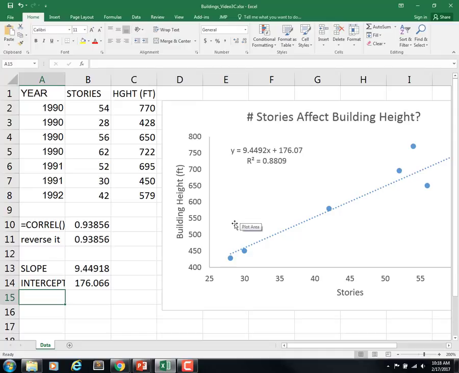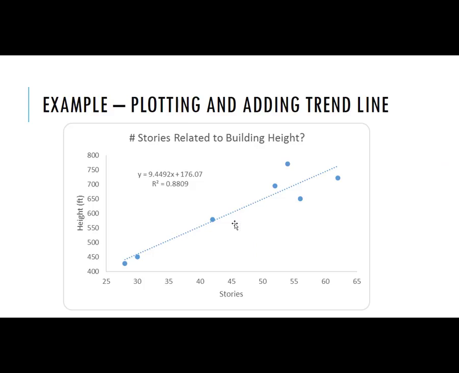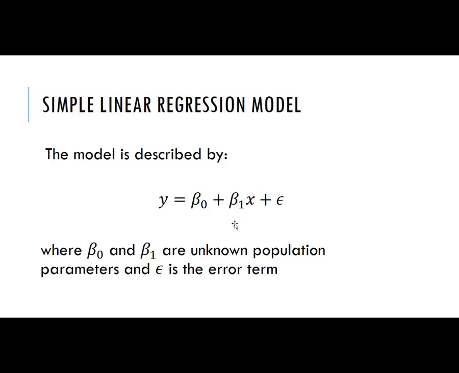So now let's go back and talk about what that equation is actually doing. So the model, the linear model, is described by y is equal to beta sub 0 plus beta 1 times x plus epsilon. Beta sub 0 and beta 1 are unknown population parameters. And then the epsilon is the error term. So that takes into account variation around the line.